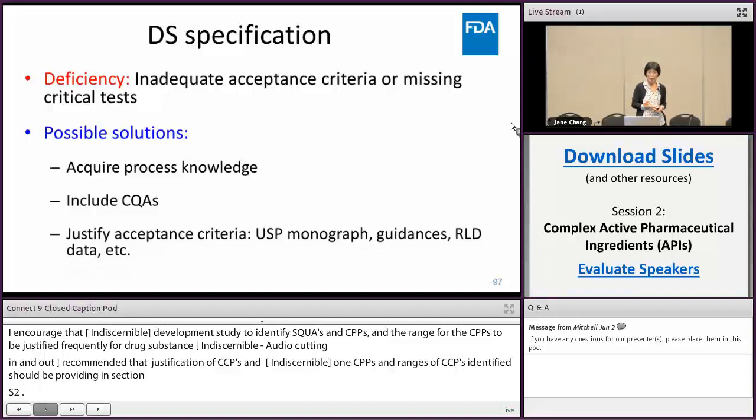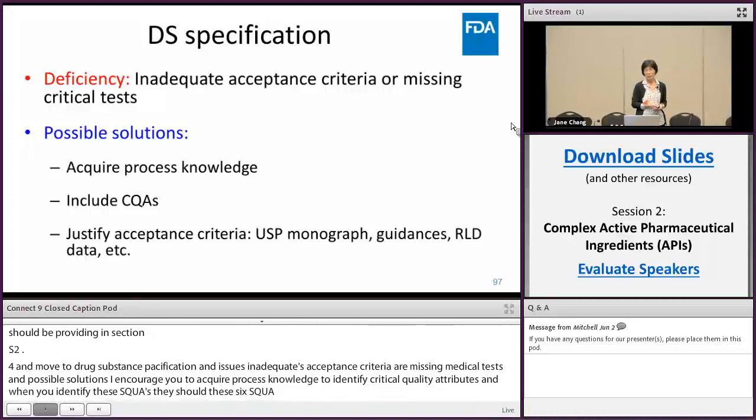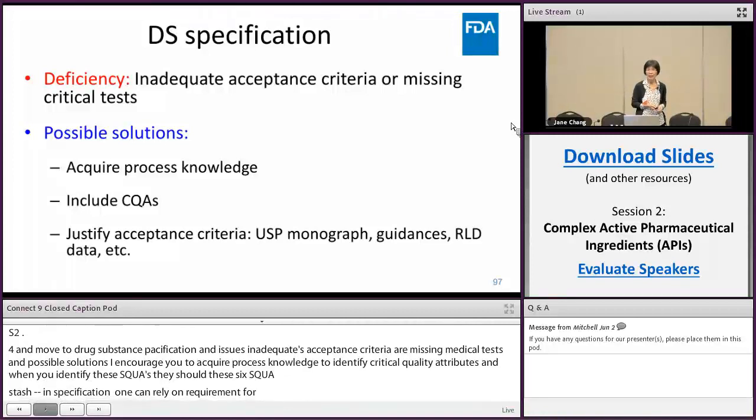To justify the acceptance criteria in the specification, one can rely on the requirements of the USP monograph if the monograph is available, or one can refer to available FDA guidances or ICH guidelines, or base it on analysis of RLD data.